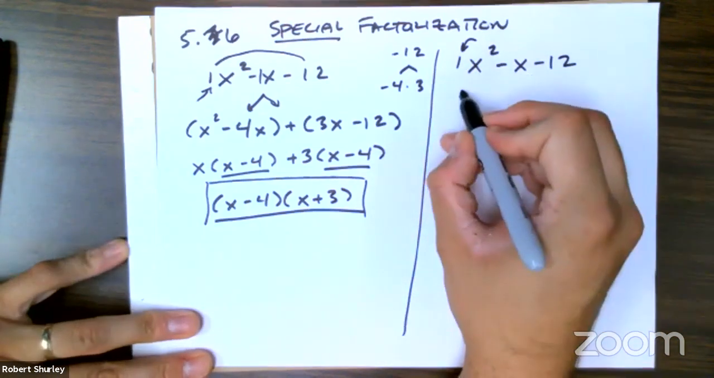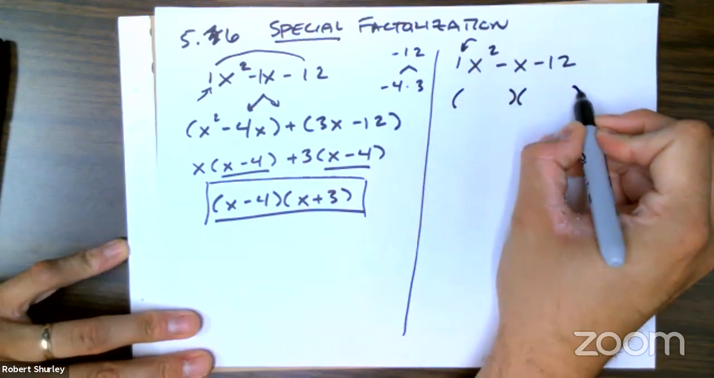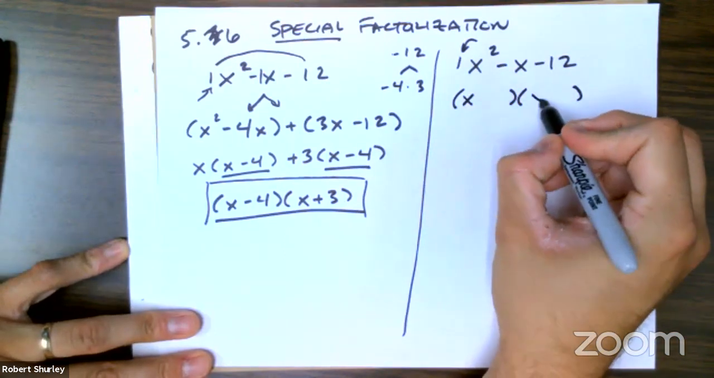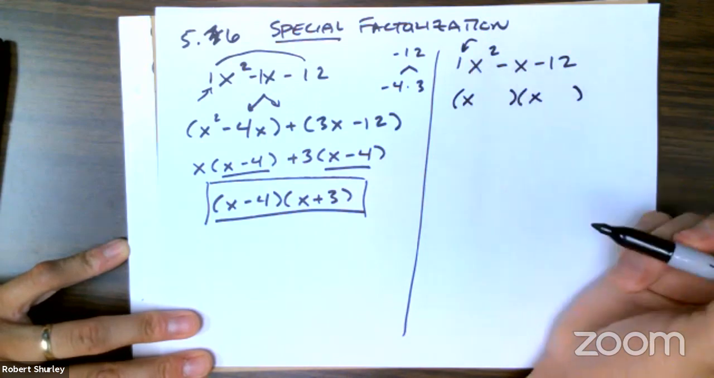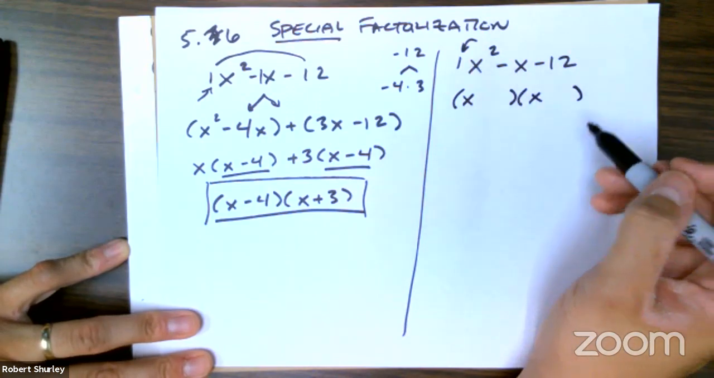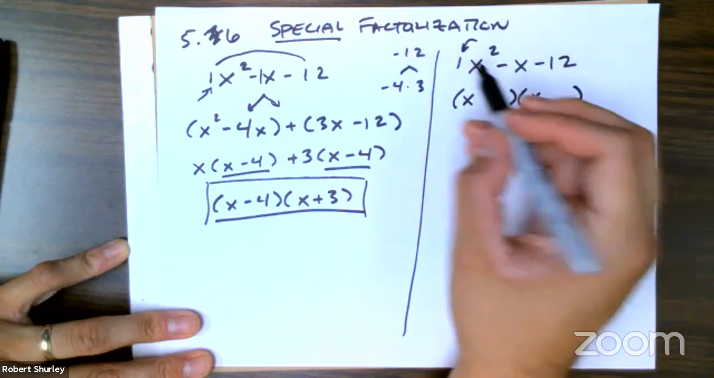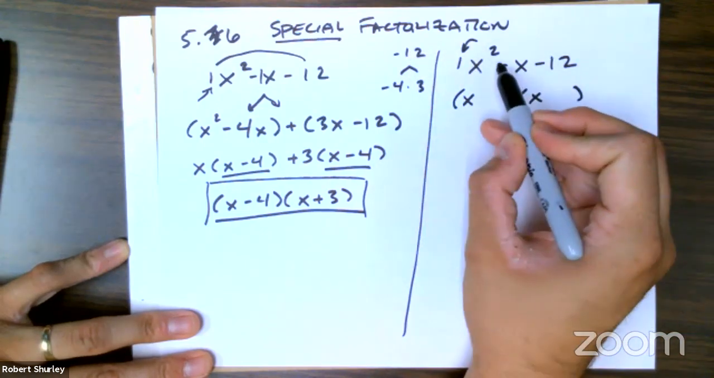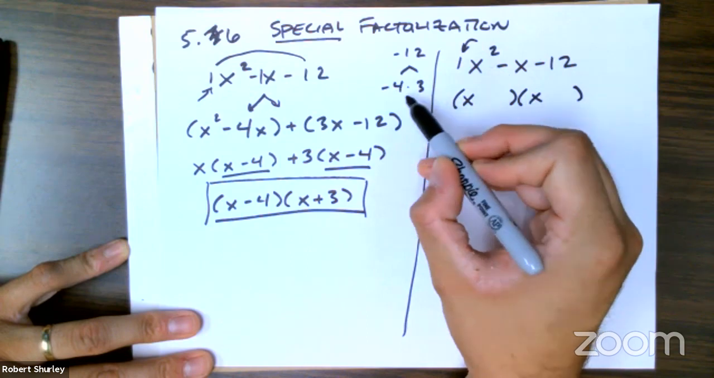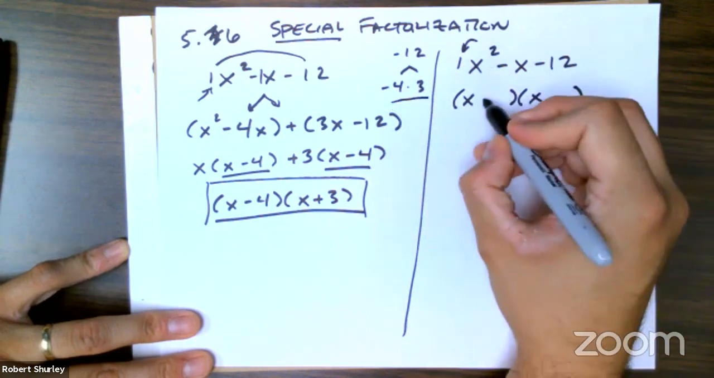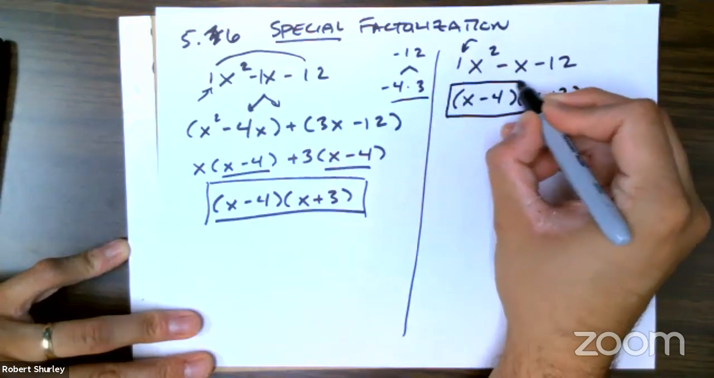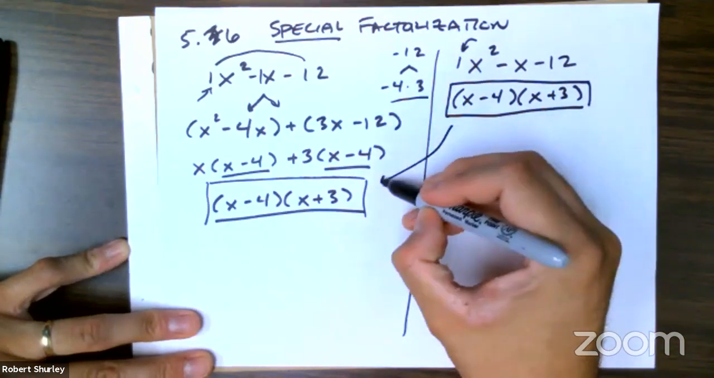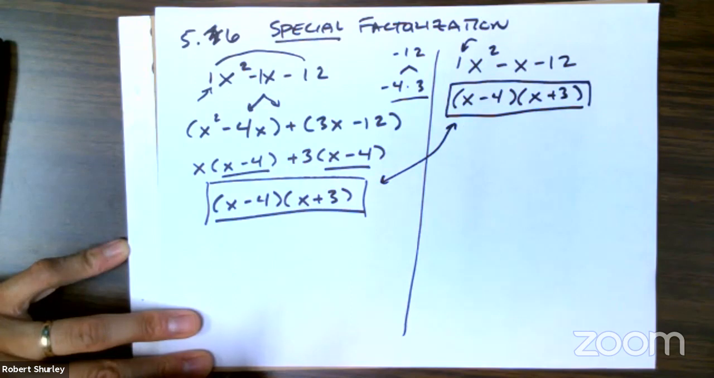If there's a 1, you can automatically write parentheses and put 2 x's here, because we know, think of foiling this, x times x gives me x squared, right? And then all you have to do is think of 2 numbers that multiply to give you negative 12 and add to give you negative 1. Well, we found that already. That's negative 4 and positive 3. See how they're the same?